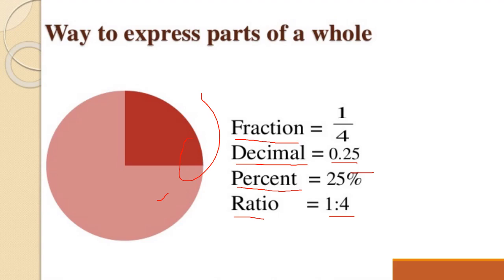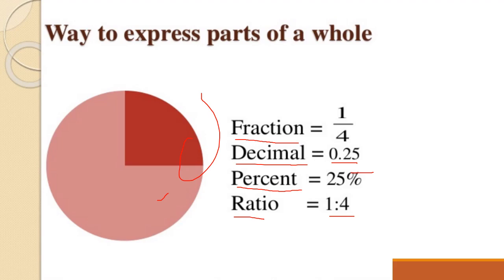When we write it as a fraction, the circle will be written as 1/4, because one part is shaded and the others are the same. How many parts do we have? 1, 2, 3, 4, and 1 is shaded, so that is 1/4. In decimal, that is 0.25. One divided by 4 gives 0.25.